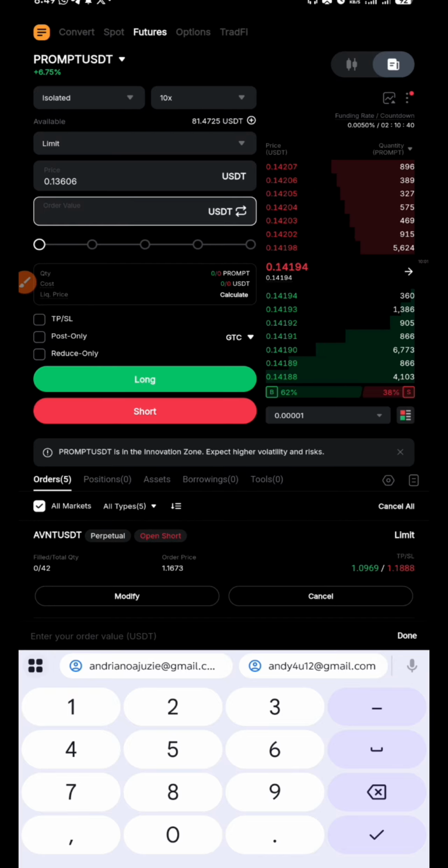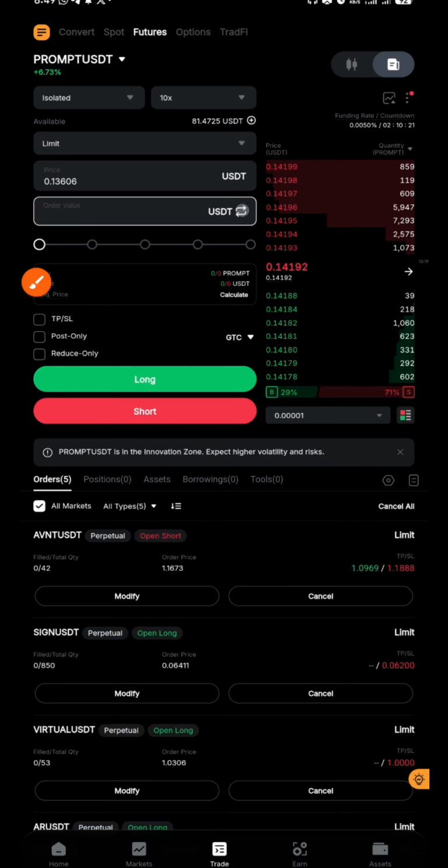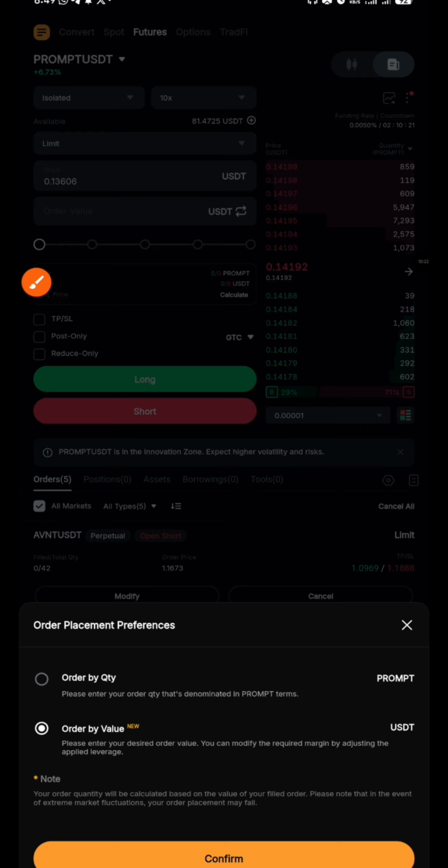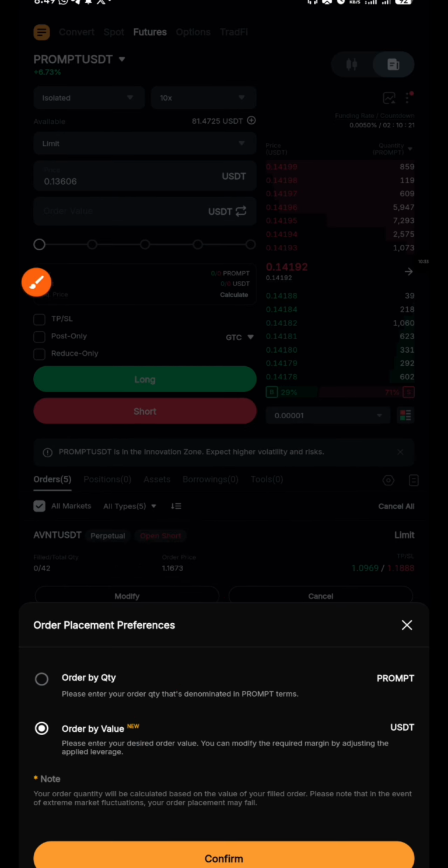But because I have more than that, I can risk more than that. Now, there's another thing I need to explain here, but this video is already long, though there are things I will explain. When you come to this place, you are seeing this USDT. We have order by quantity and order by value. So yours has to be on order by value. Let me show you guys what I mean.